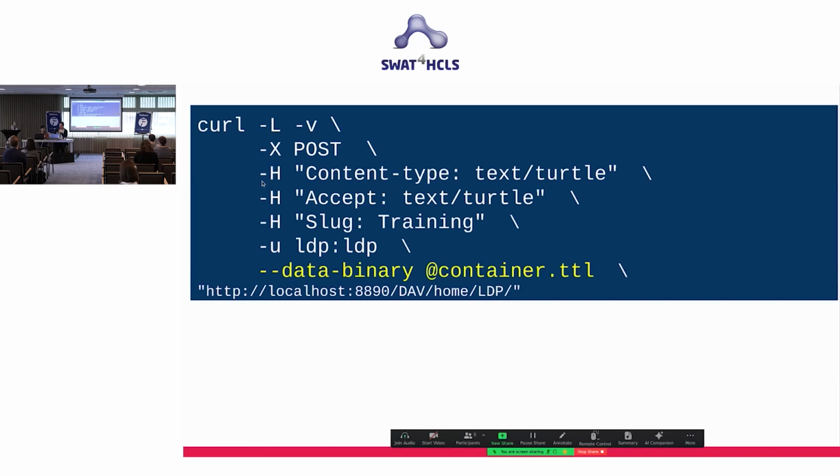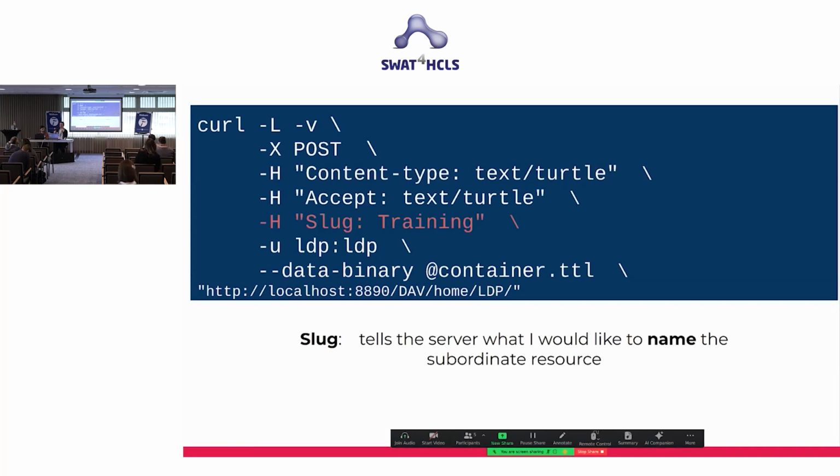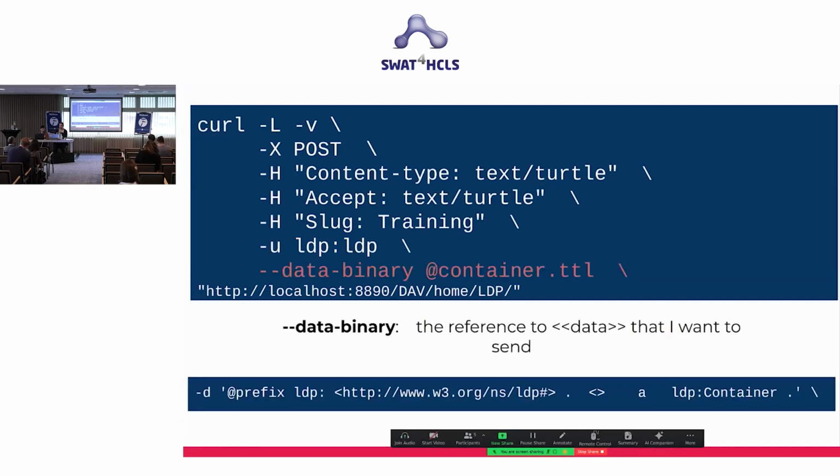The different things that are new here are we are asking the server to create a subordinate. We want the server to know that we are sending in turtle format. The Slug means that I would like the new subordinate to be called training, if possible. Then we need authentication for post because we are editing what's already there. So this is simple user password credentials. And then we tell them, okay, I want to send this data, which is the container TTL that I just showed you.